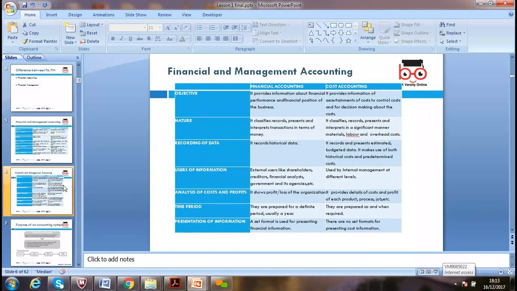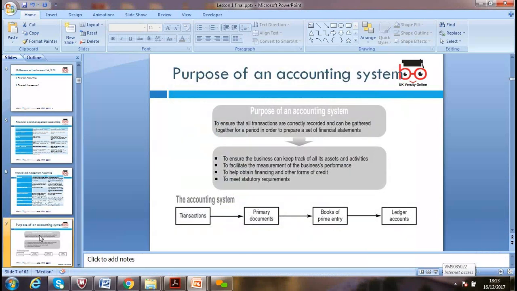Next we are looking at the purpose of the financial accounting system. What is the purpose behind it, whether we are in the hospitality industry or any other? The purpose is to ensure that all transactions are correctly recorded and can be gathered together over the period in order to prepare the set of financial statements.